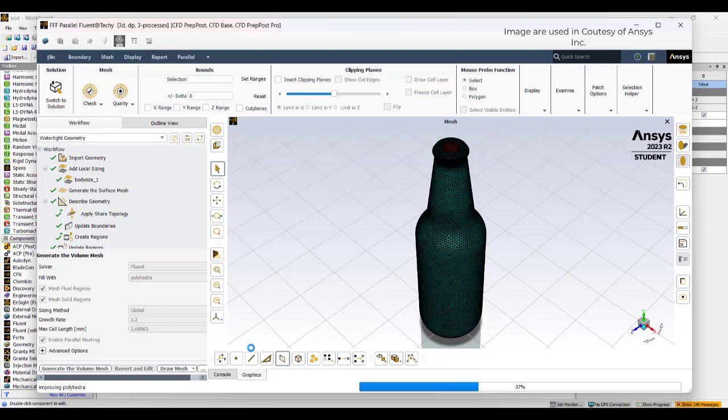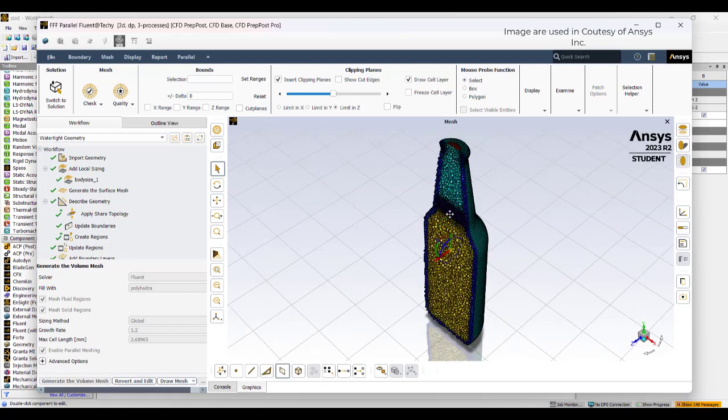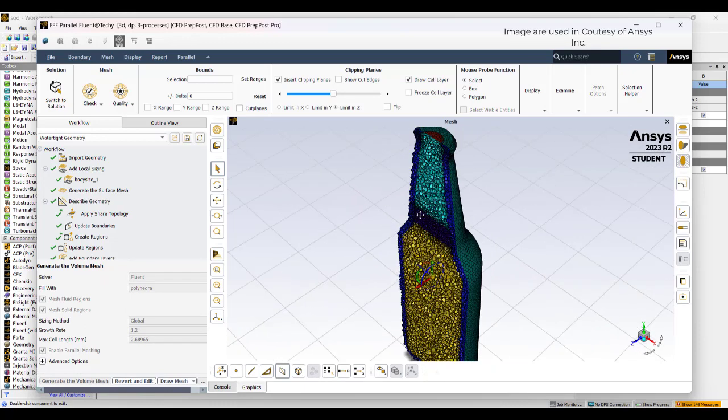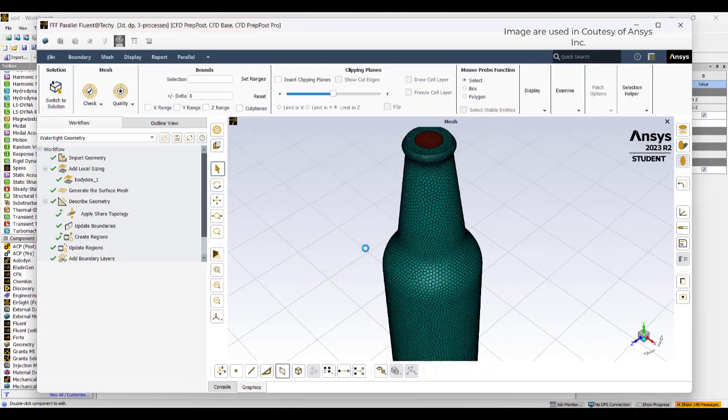After the volume mesh is generated, I will show you which portion I have refined. So you can clearly see here, this is the portion which I've tried to refine, so that the interface should exist in this region. Okay, so now switch to solution.